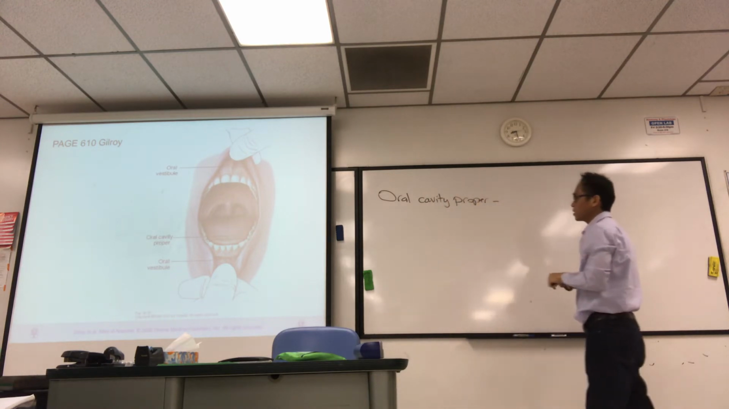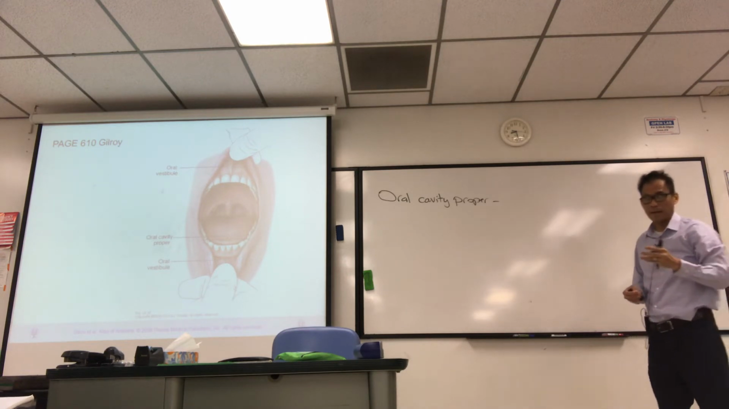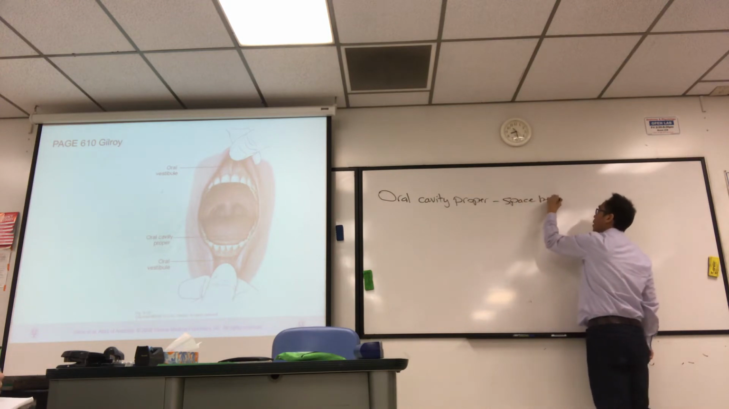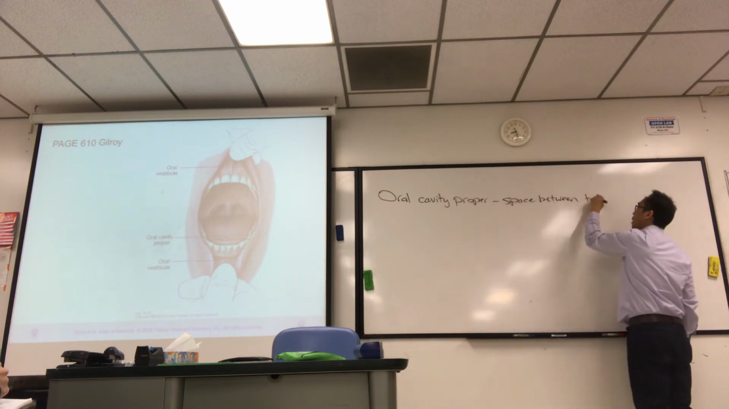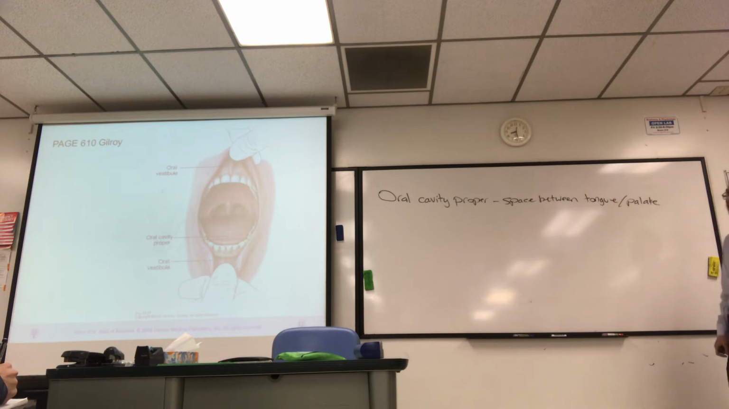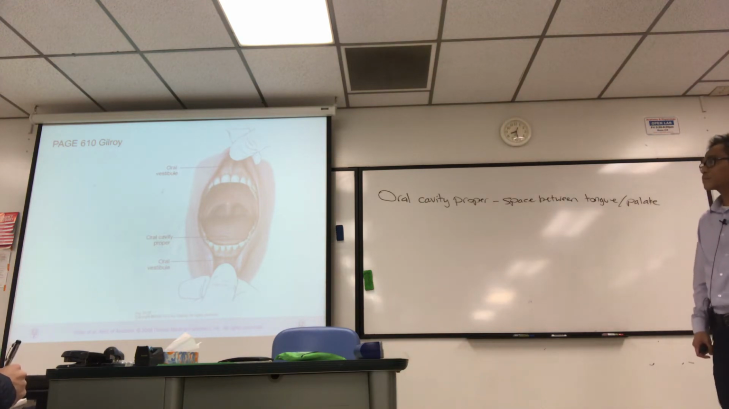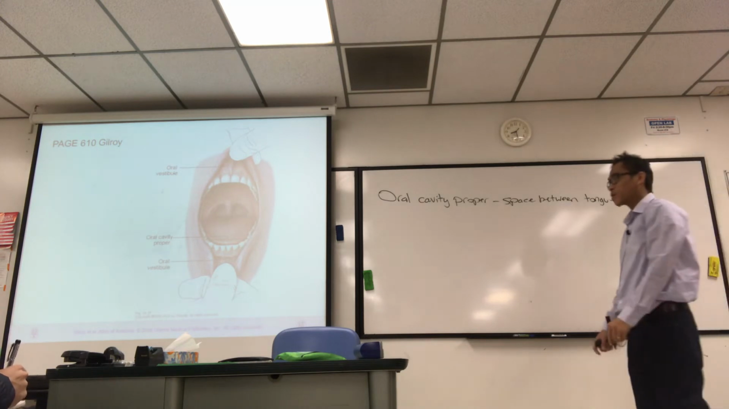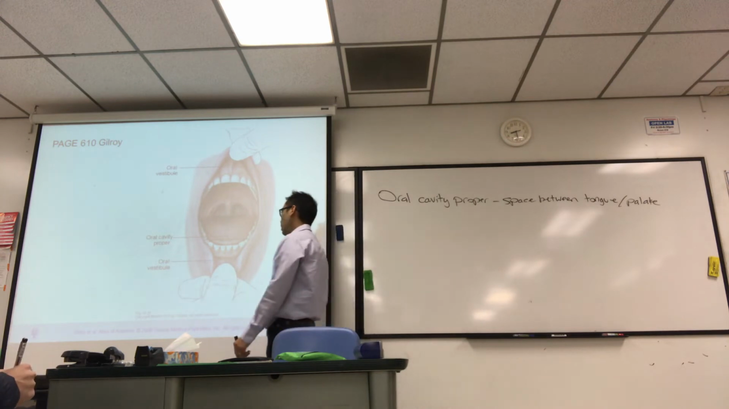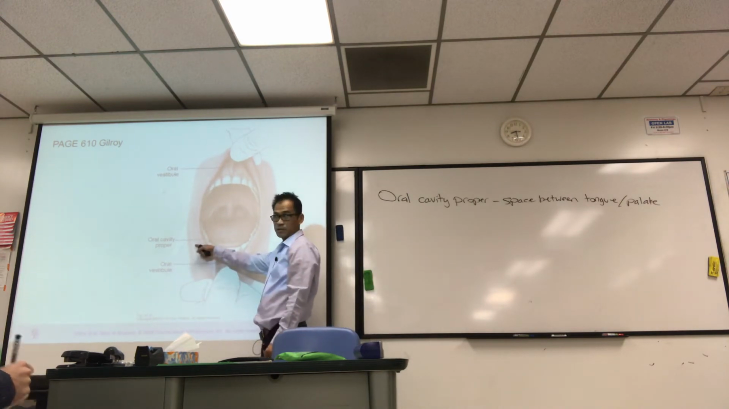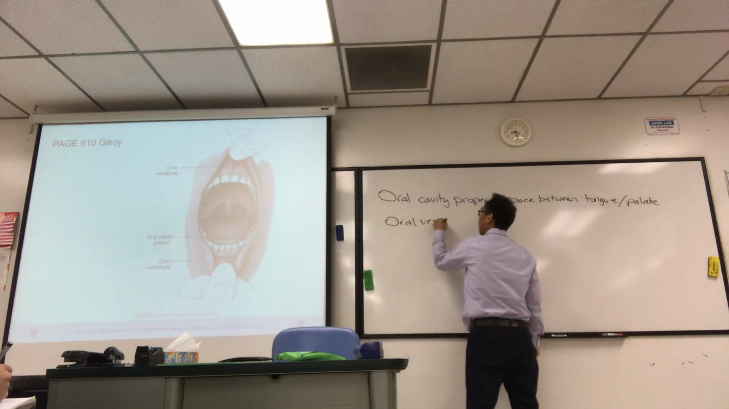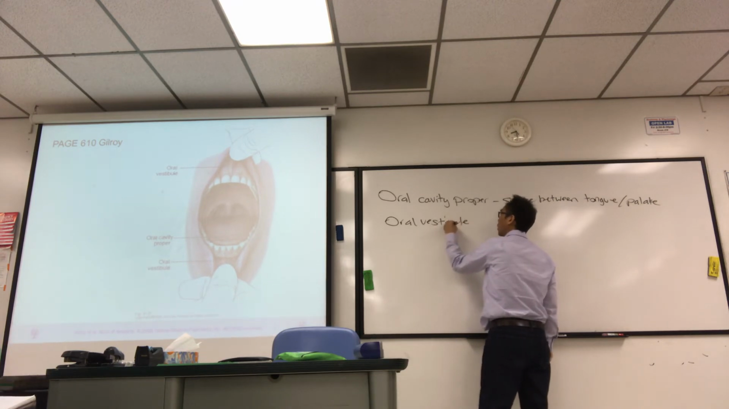Oral cavity proper, simply your mouth, the space between tongue and palate. The roof of your mouth is your palate. The only other thing I wanted you to know was what's called the oral vestibule. They point to your gums, but it's the space between basically your gum and lips or your gum and cheeks. Oral vestibule.